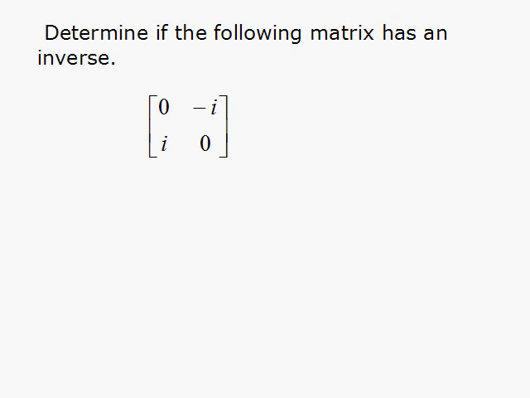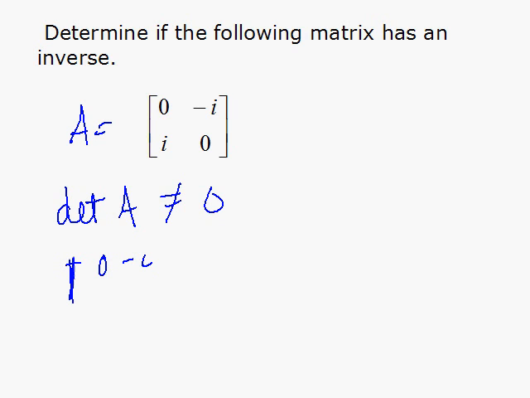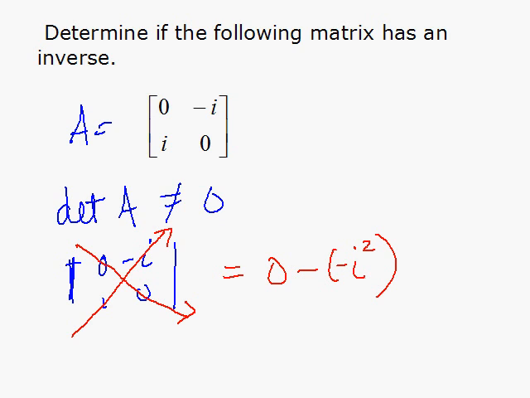We need to determine if the following matrix has an inverse. In order for a matrix to have an inverse, the determinant of the matrix, I'll call that A, cannot be 0. So you take the determinant. If you remember the determinant of a matrix, you multiply in this direction, which of course gives me a 0, then you multiply in this direction and subtract. So that's minus negative i squared.